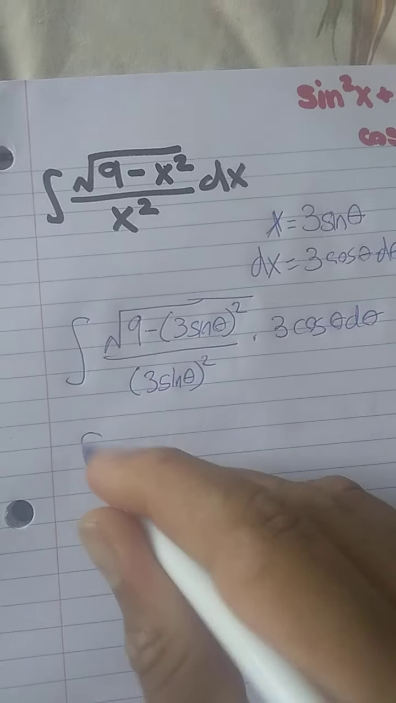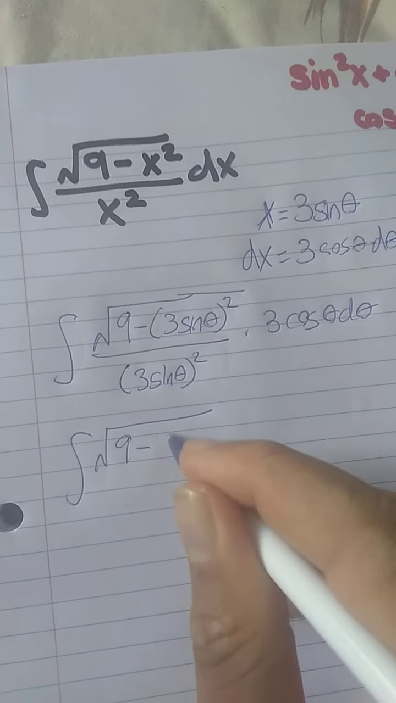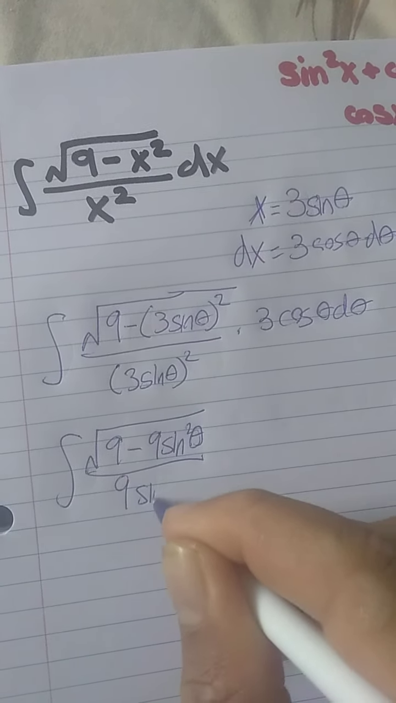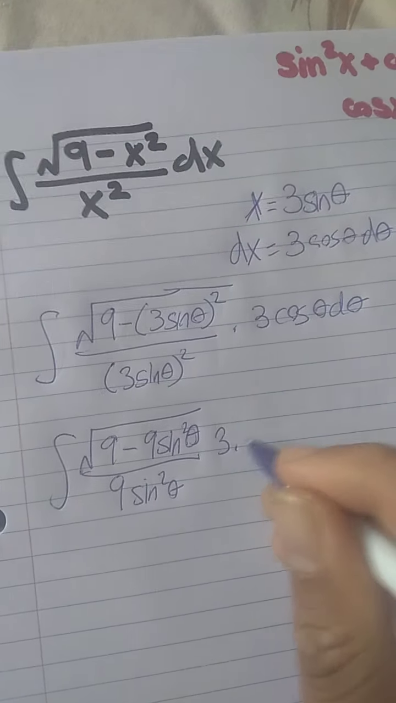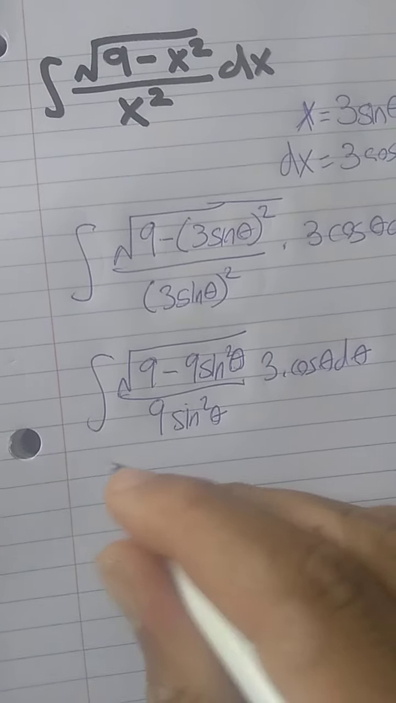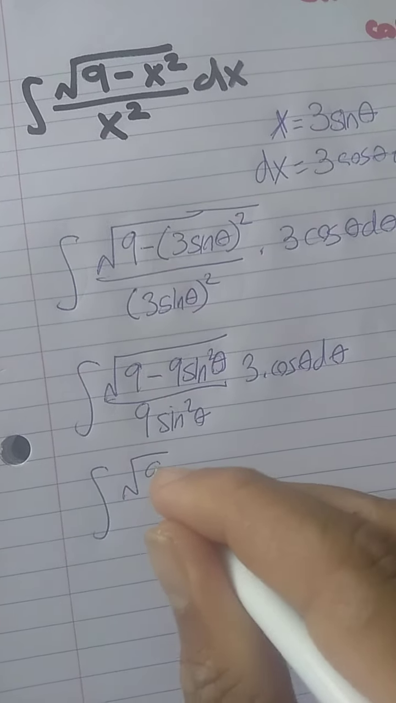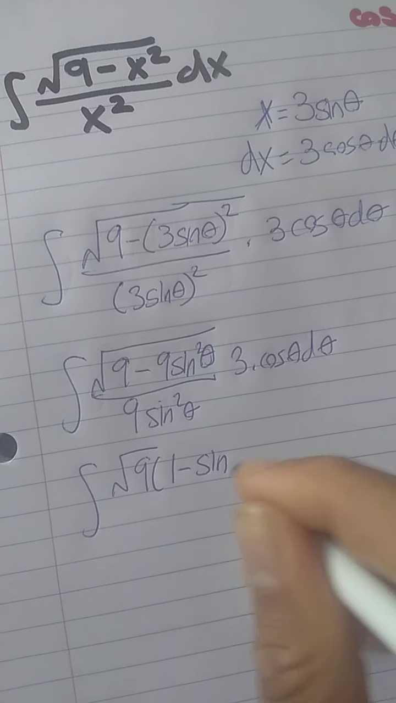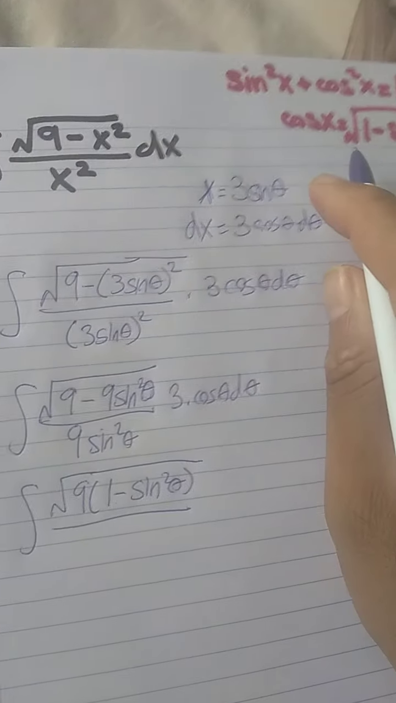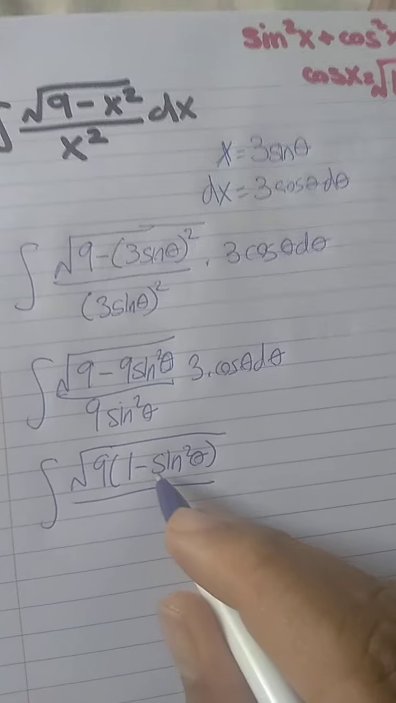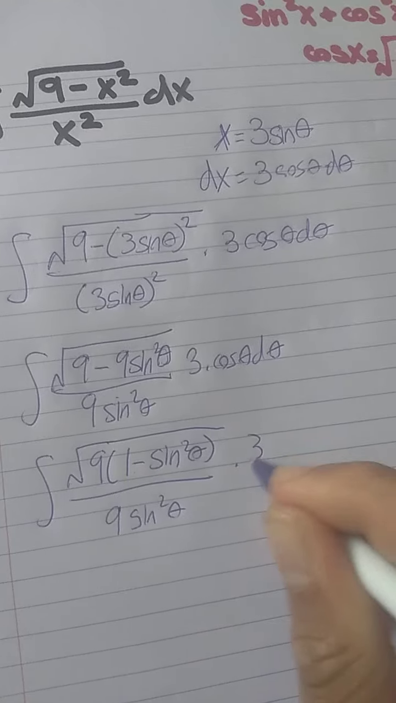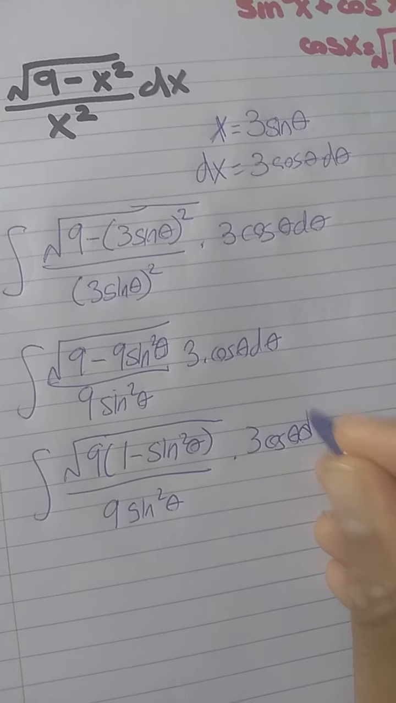So now when we expand this, we get 9 minus 9 sine squared theta over 9 sine squared theta, times 3 cosine theta d theta. Now notice you can factor out the 9, and then there will be a 1 minus sine squared theta. So now we have our identity over here that we know is just cosine squared theta, and then 9 sine squared theta, 3 cosine theta d theta.